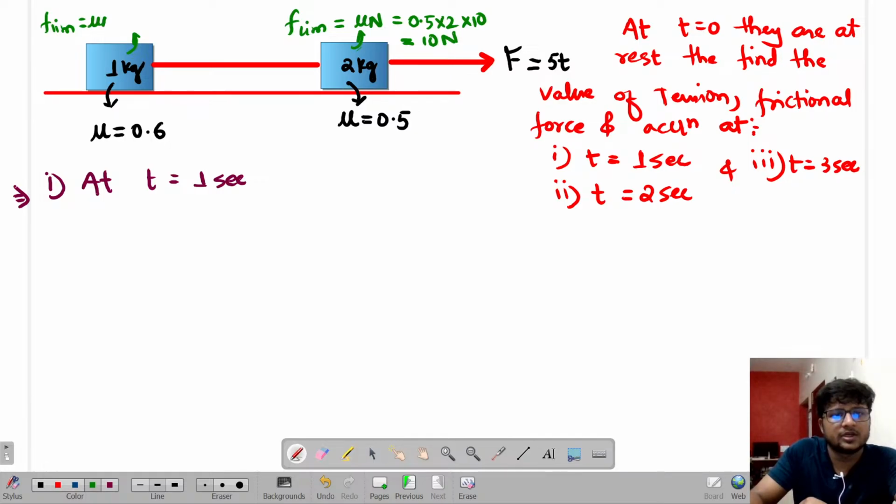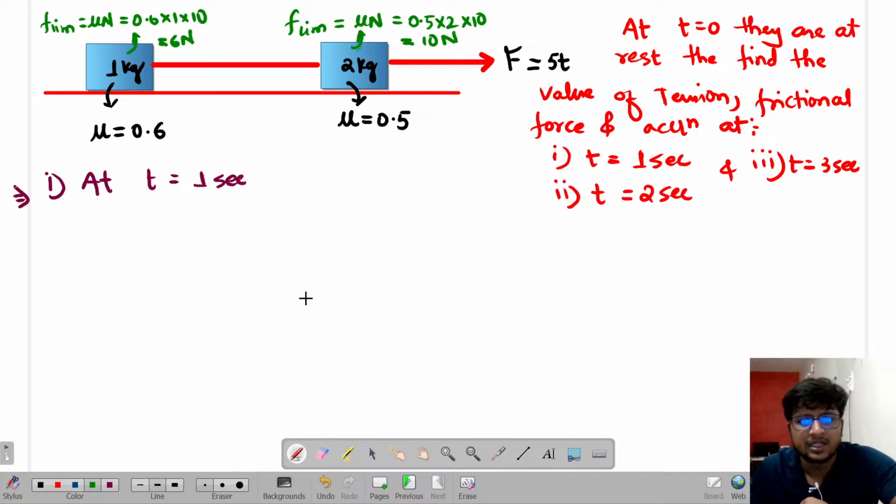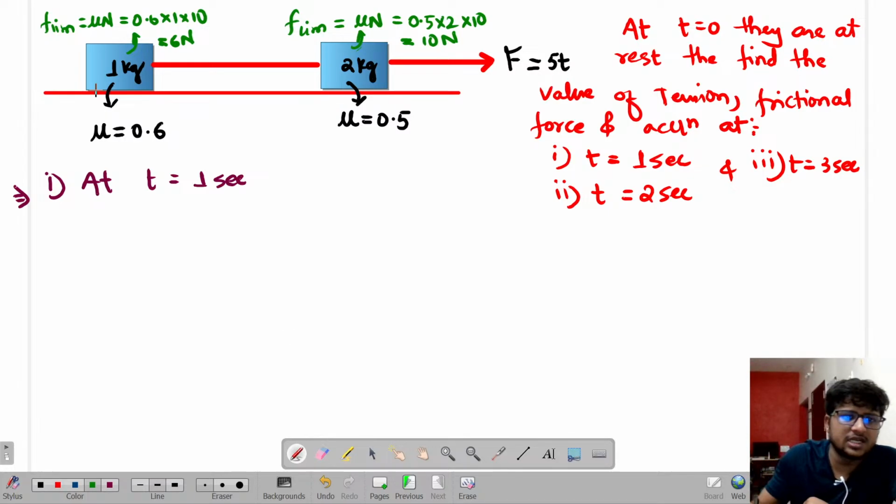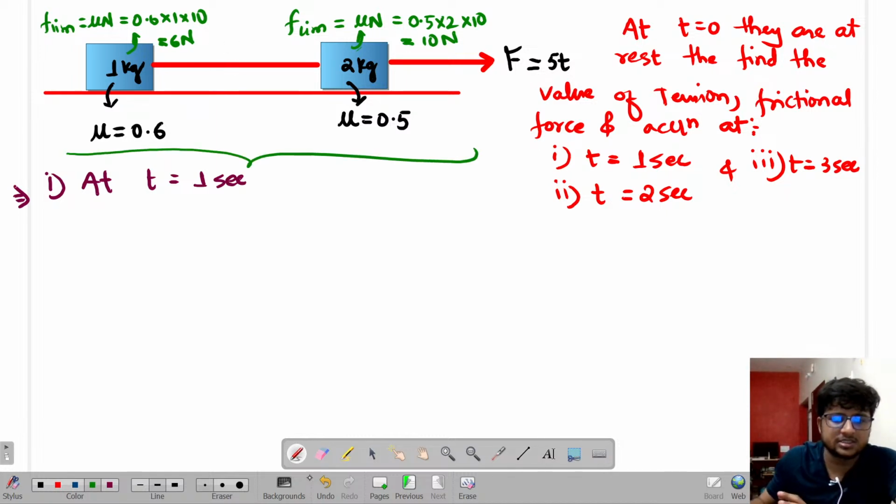How much will Mu into N be? Yes, 0.6 into 1 into 10. How much is that? 6 Newton. Now look over here. Total limiting force is how much? 16 Newton or not? In any case, if I apply 1 second, it is 5 Newton. 2 second, it is 10 Newton. 3 second, it is 15 Newton. In none of the cases is the external force more than 16 Newton, because this whole body, this system, would accelerate.